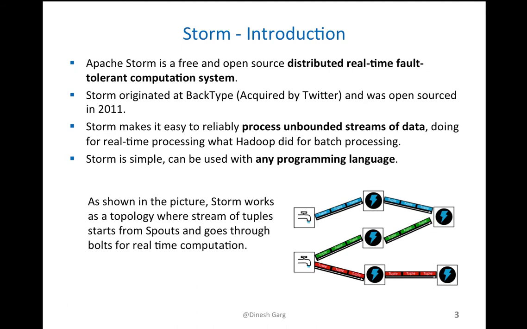The way Storm works is it works as a topology where a stream of tuples starts from spouts and they go through multiple bolts for real-time computation. And the bolt can be doing anything. It can do some kind of computation, some filtration, and even finally saving some stuff to the database or some other location from where you can further use that data to do some sort of visualization.